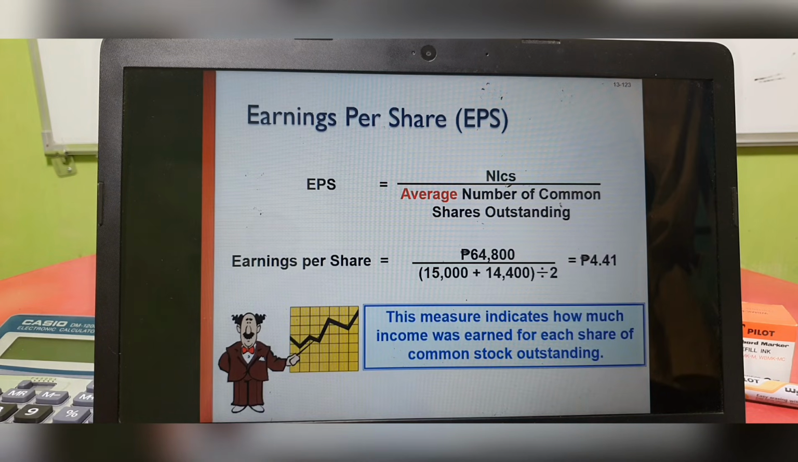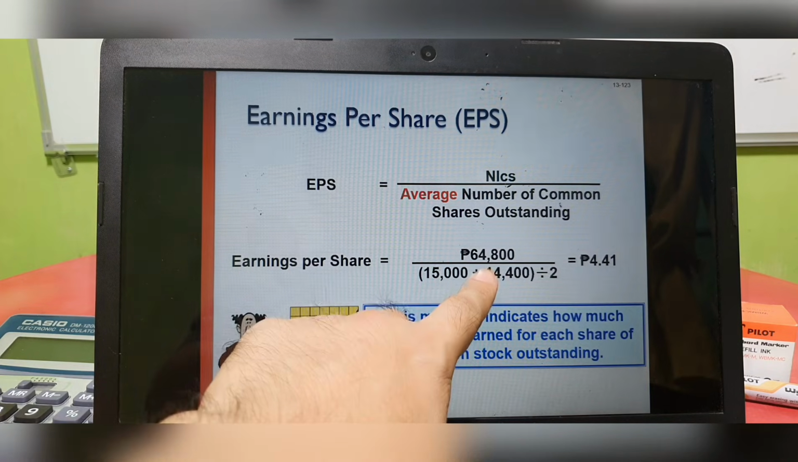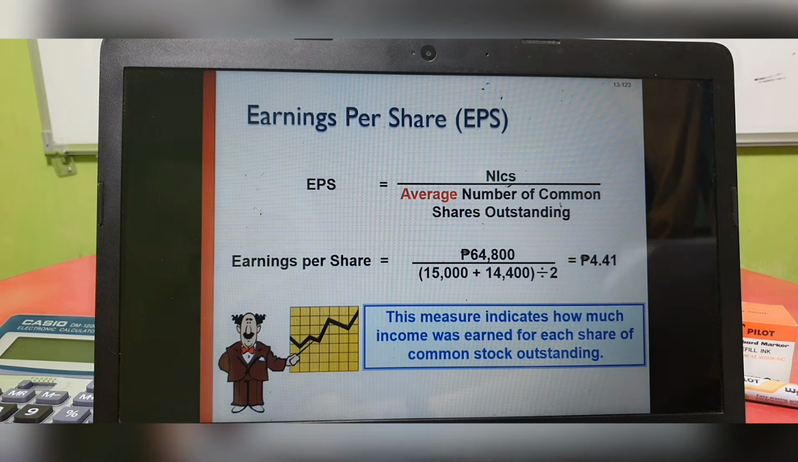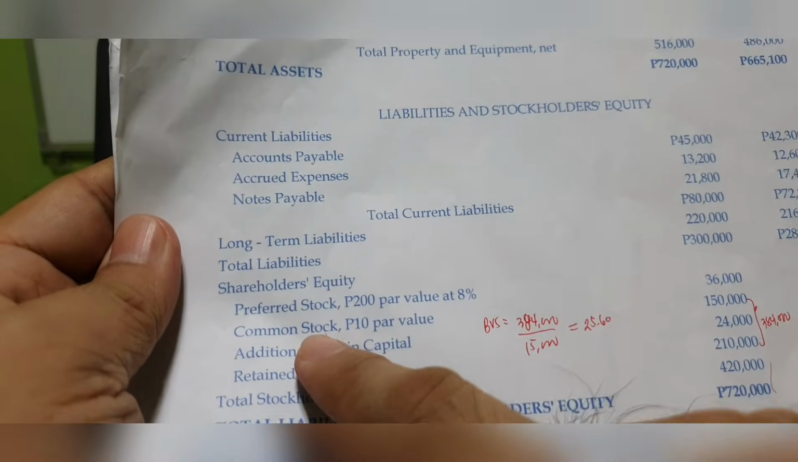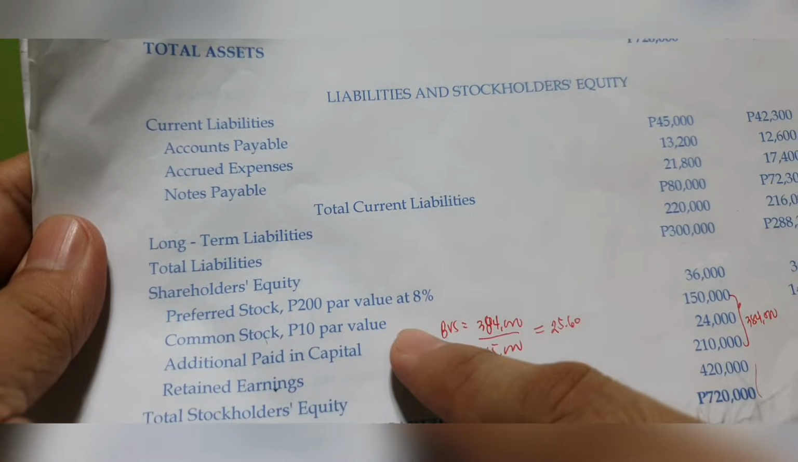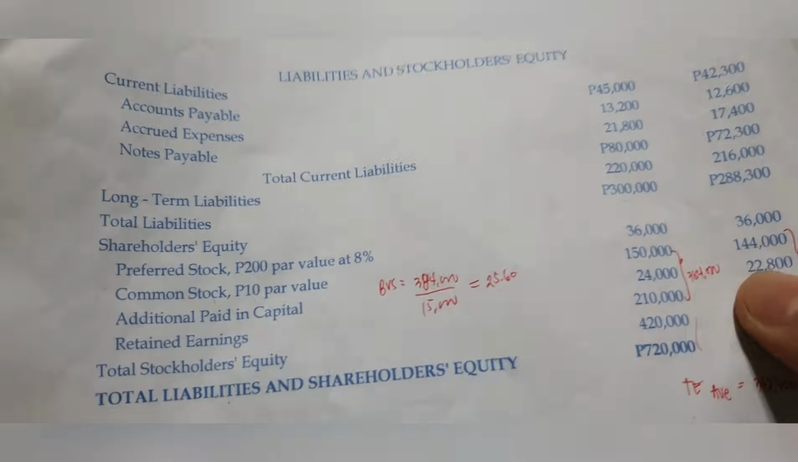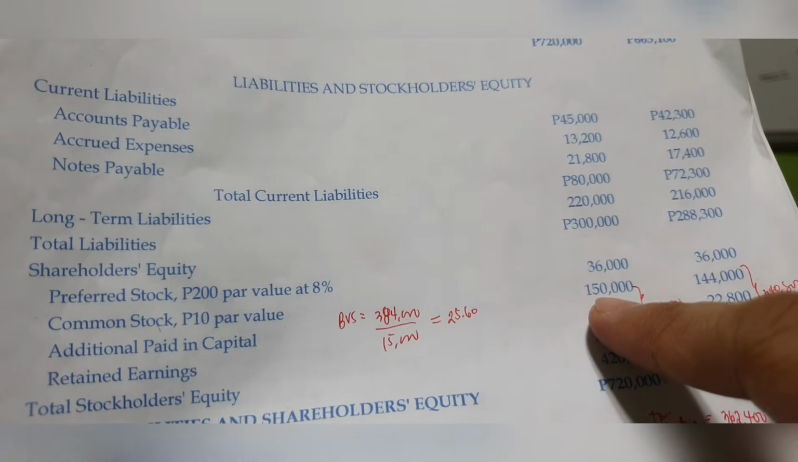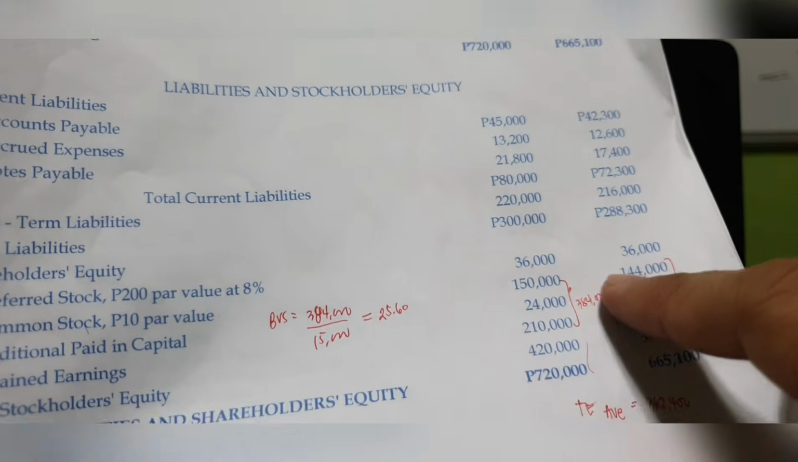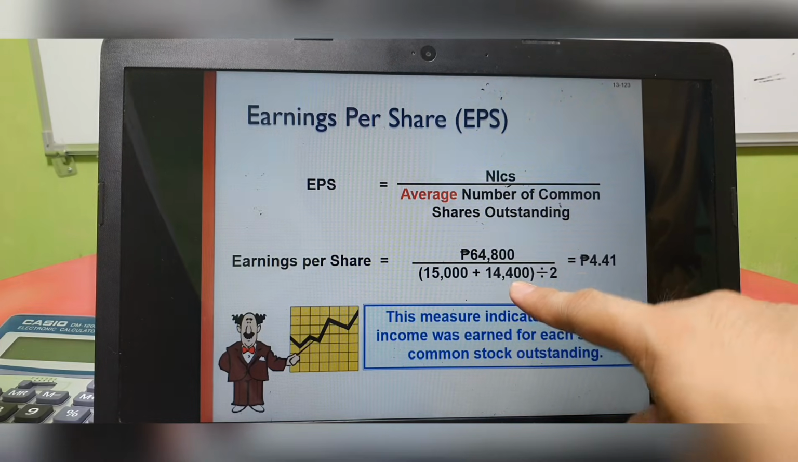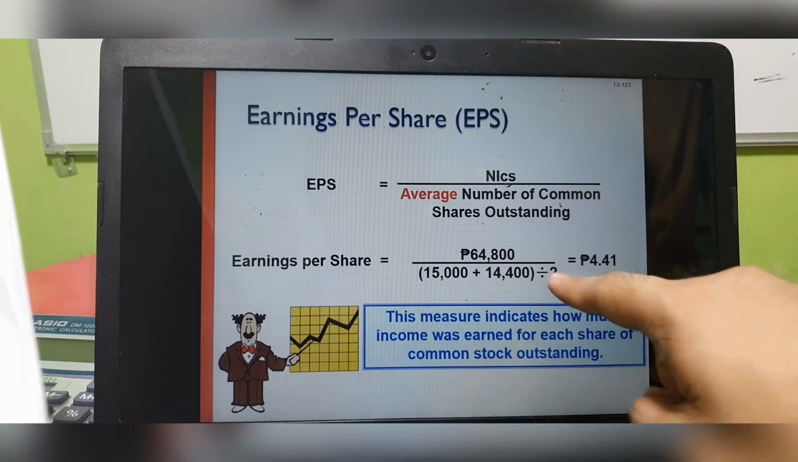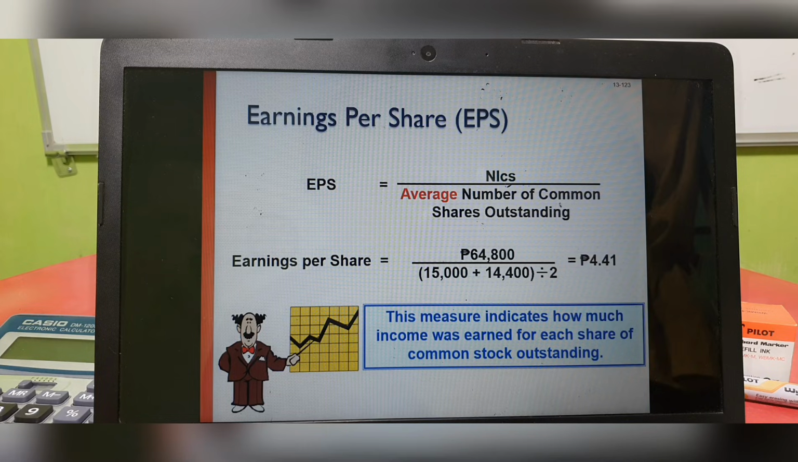So earnings per share, next natin is 64,800. Ang number of common shares outstanding natin, if we go back, ayan. So if we go back, sa common stock natin, 10 ang par value. So for 2019, we have 150,000. Therefore, 15,000. Tapos dito 14,400. Okay? Ayan. Kaya ang average number of shares natin ay 15,000 and 14,400 divided by 2. I think that's 14,700. And that will give us earnings per share na 4.41 pesos.